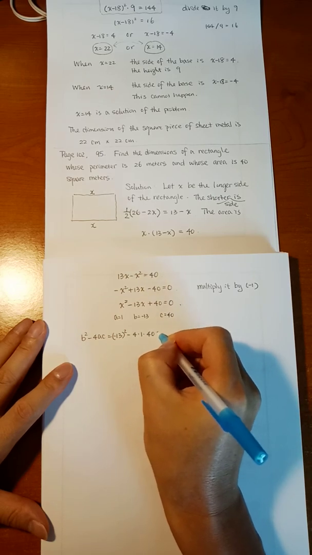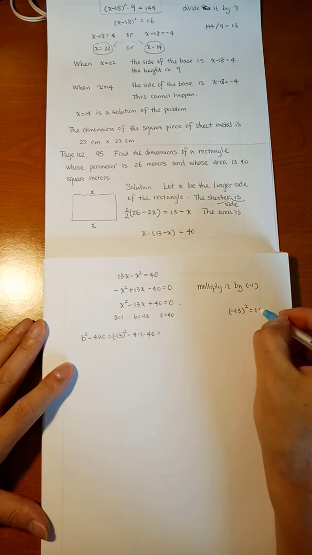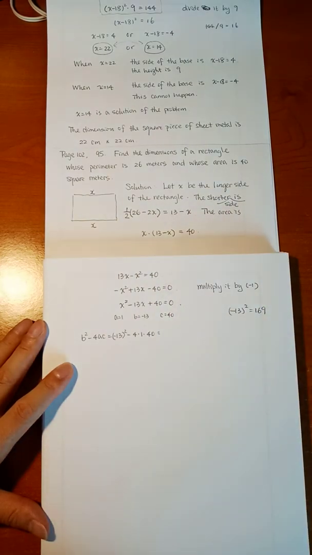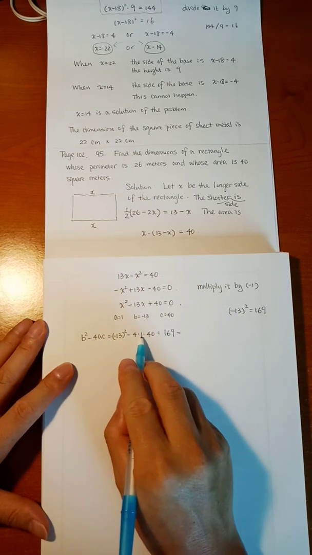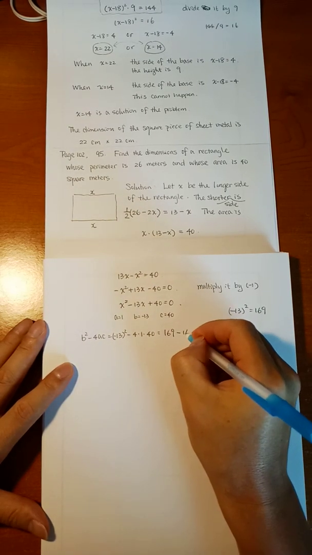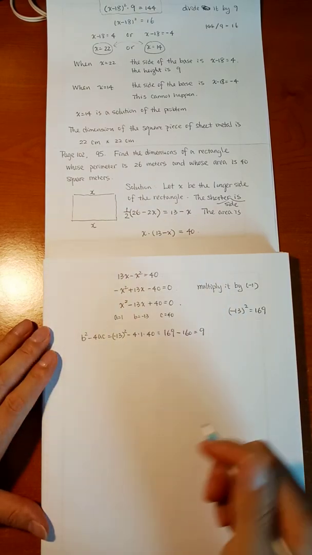Negative 13 squared, you compute it, it's 169. Just do the computation. And 4 times 1 is 4, times 40 is 160. So the difference is 9. It's positive. It will have solutions.